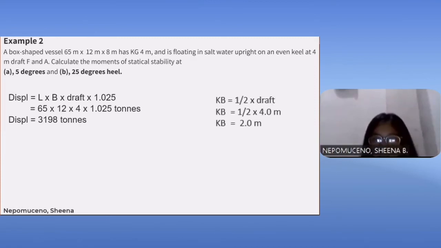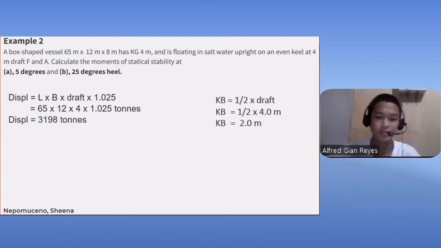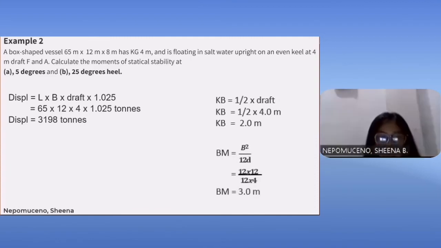Next calculation will be for KB with the formula of 1/2 times draft, or simply KB is the half of draft. So 1/2 times 4.0 meters, we will have a KB of how many meters? 2 meters. 2.0. Yeah, that's right. Then, since we have a vessel of box shape, the calculation for BM has a formula of B squared divided by 12D. So we have a breadth of 12 meters, so 12 times 12 divided by the product of 12 times a draft of 4 meters, and the answer is 3.0 meters.